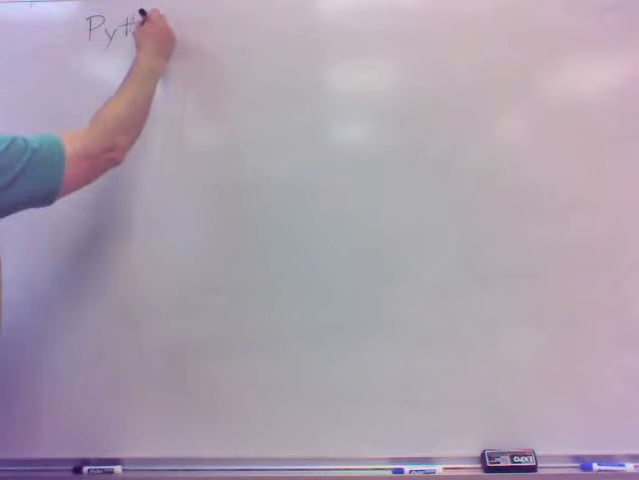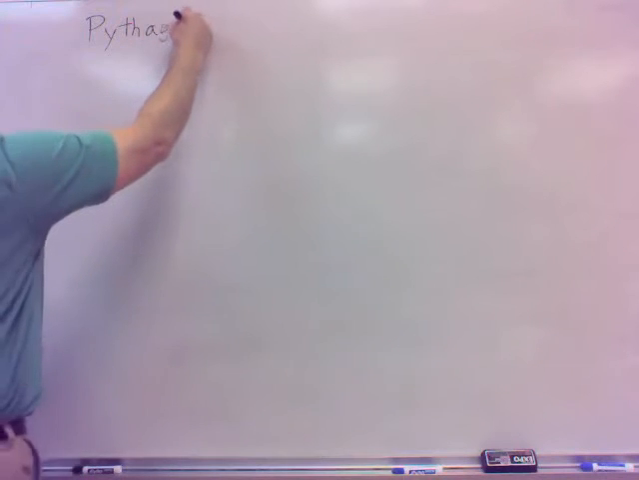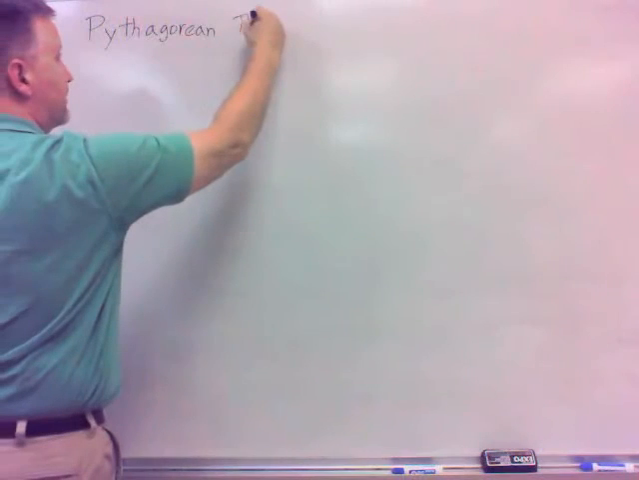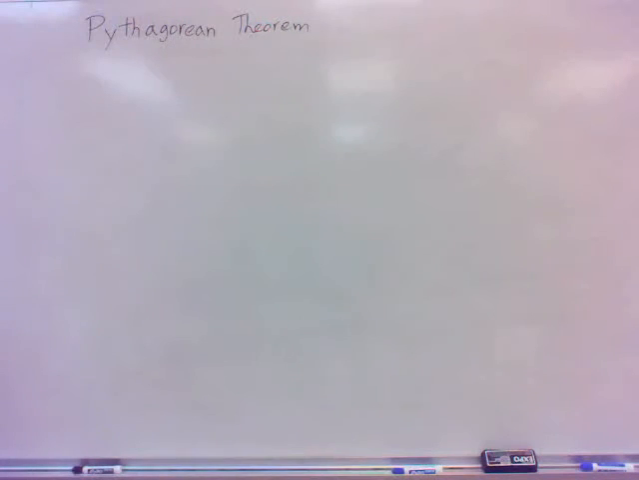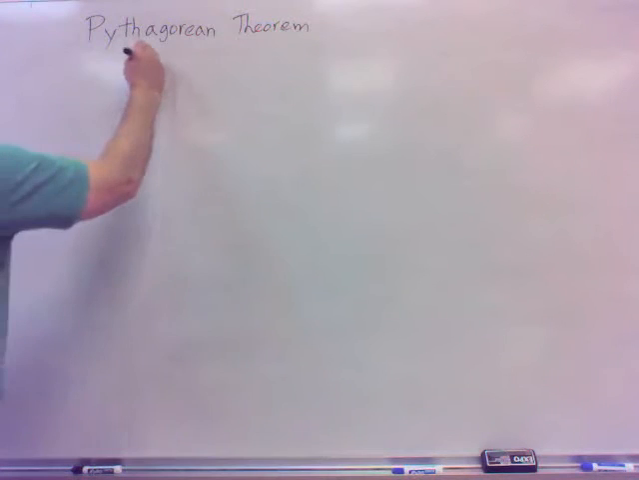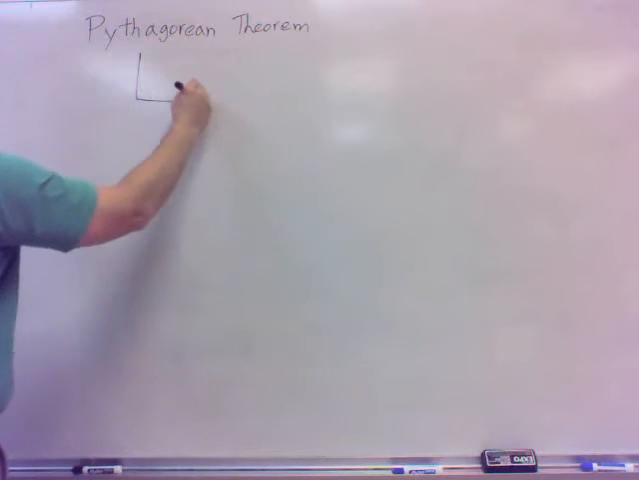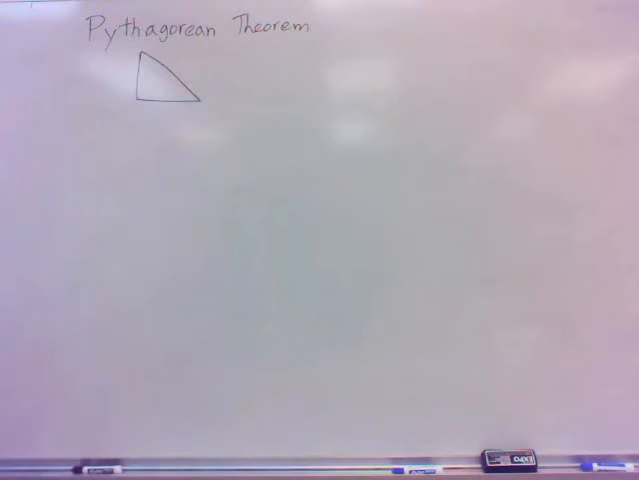Talk about a relationship you may be familiar with, but let's make sure you're familiar with. The relationship amongst the sides of a right triangle is called the Pythagorean Theorem. Like I said, the Pythagorean Theorem is a formula, basically, about the right triangle.